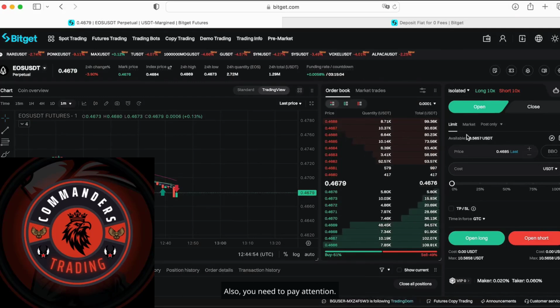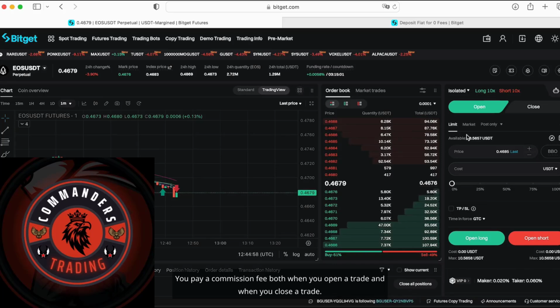Also, you need to pay attention. You pay a commission fee both when you open a trade and when you close a trade.